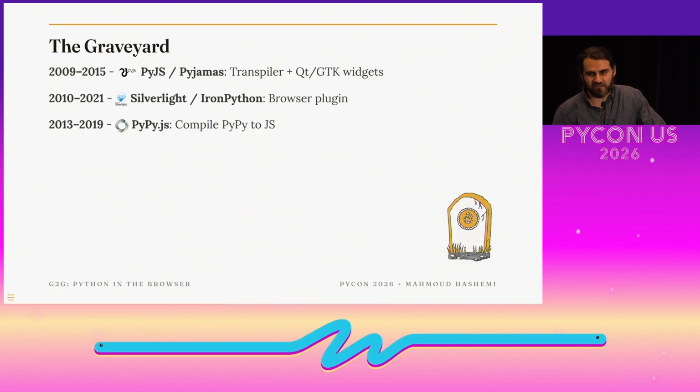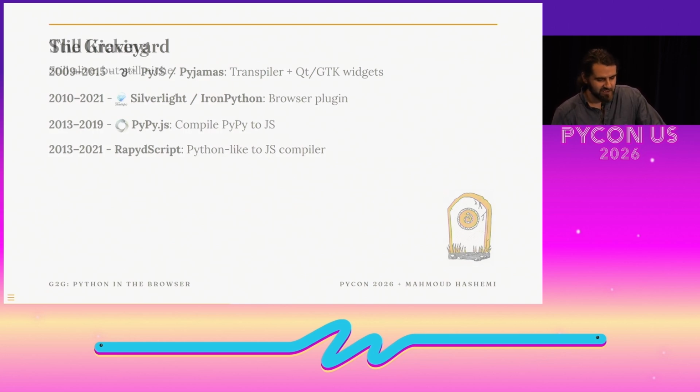PyJS, much love to the PyPy team. They made an attempt at it, right? And now they point at a technology called Pyodide. We'll get into that. And finally, there's this thing called RapidScript. It's like a Python-like language. It's not really Python, but it does derive a lot from Python syntax, and that also kicked the can.